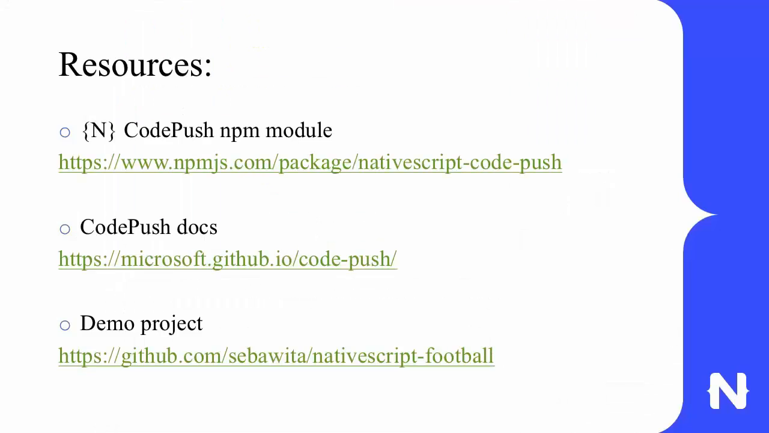So before I leave you, I just want to point you to some resources that you might find useful. If you want to use the NativeScript code push, you can get it from npmjs.com. Just search for NativeScript code push. If you want to learn more about code push itself, you can go to microsoft.github.io/codepush. And if you would like to play with the project that I was demoing during my section, just go to github.com/sebavita/nativescriptfootball.